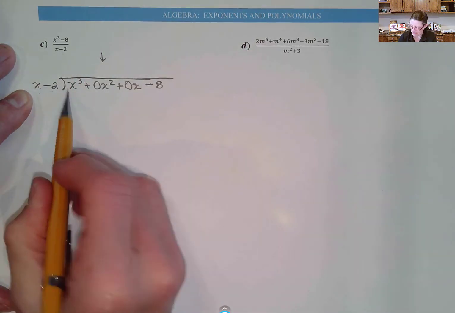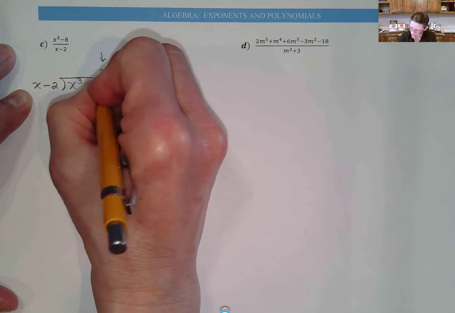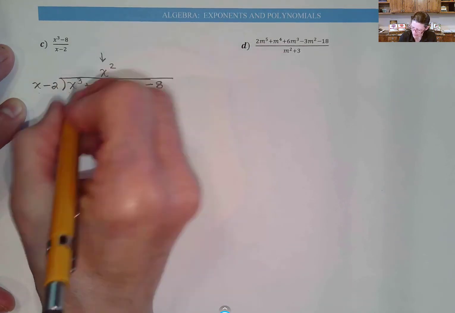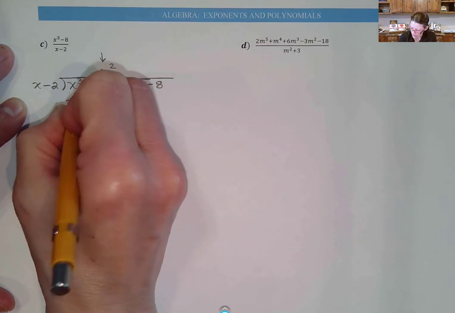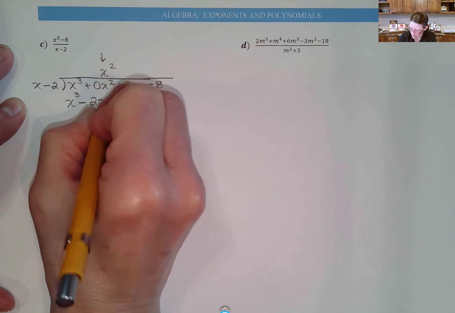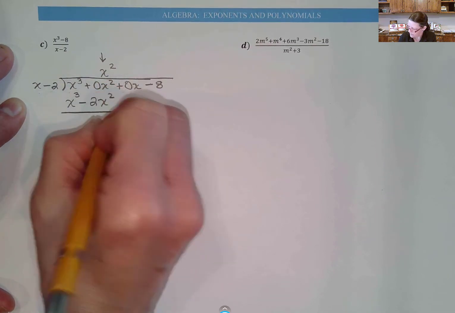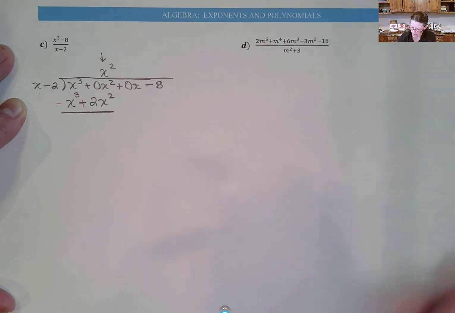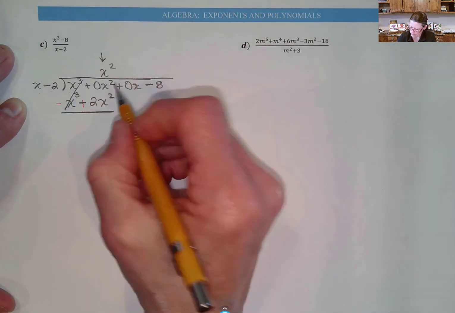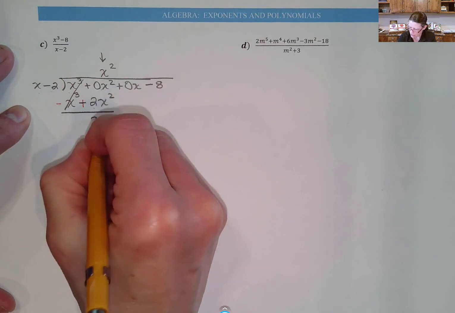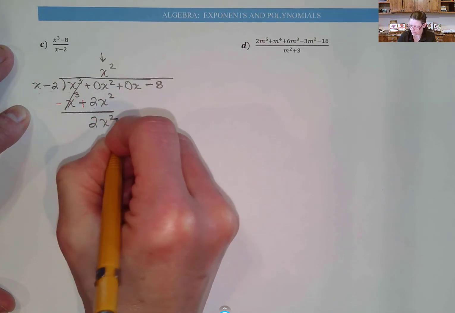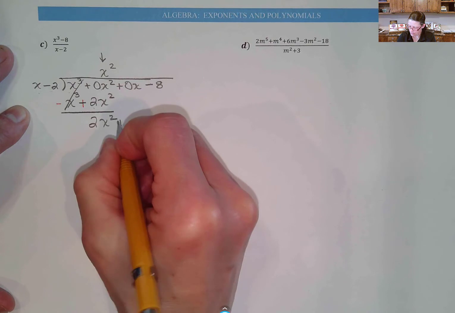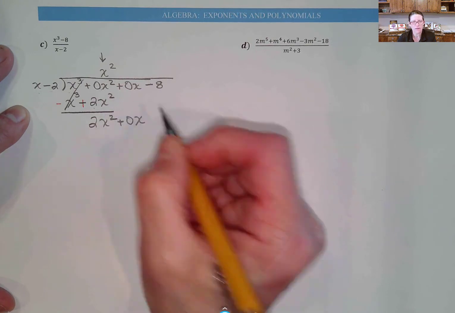X divides into x to the third, x squared times. Multiply back. It's x to the third minus 2x squared. Subtract. X to the thirds cancel. 0 plus 2 is 2x squared. Drop your next term, plus 0x. Repeat.